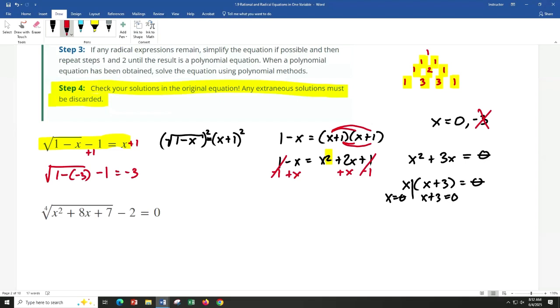But notice, is the radical by itself? No. So we're going to need to go ahead and add 2 to both sides. And then we're going to get the 4th root of x squared plus 8x plus 7 all equal to 2. Well, how am I going to get rid of that 4th root? You're going to raise it to the 4th power. I'm going to raise the other side to the 4th power too, because you're in algebra. What you do to one side, you got to do to the other side.